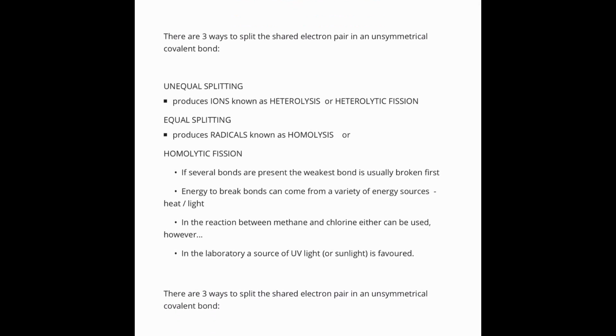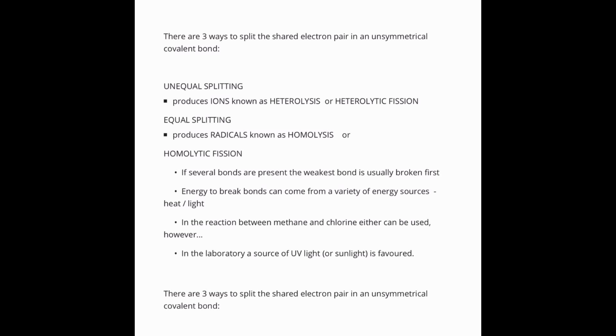The IB like to ask you about how covalent bonds can break. So there are three ways. We can have unequal splitting. Unequal means one electron is transferred, either lost or gained, or shared. If it's lost or gained, it's going to be ionic, producing ions, and this is heterolytic fission. Heterolytic, two different; homolytic, two the same. Equal splitting produces radicals, and this is homolytic fission or homolysis.